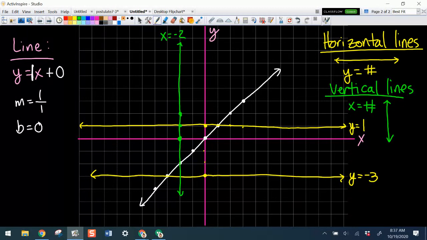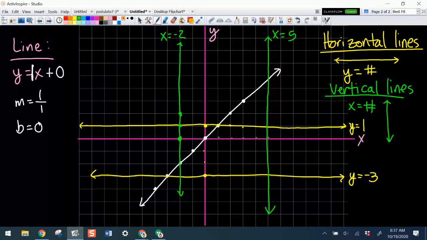And likewise, on the positive side of the x-axis, we see that a line, let's say, for example, at 1, 2, 3, 4, 5, every single point on this line, x equals the same value, x equals 5.